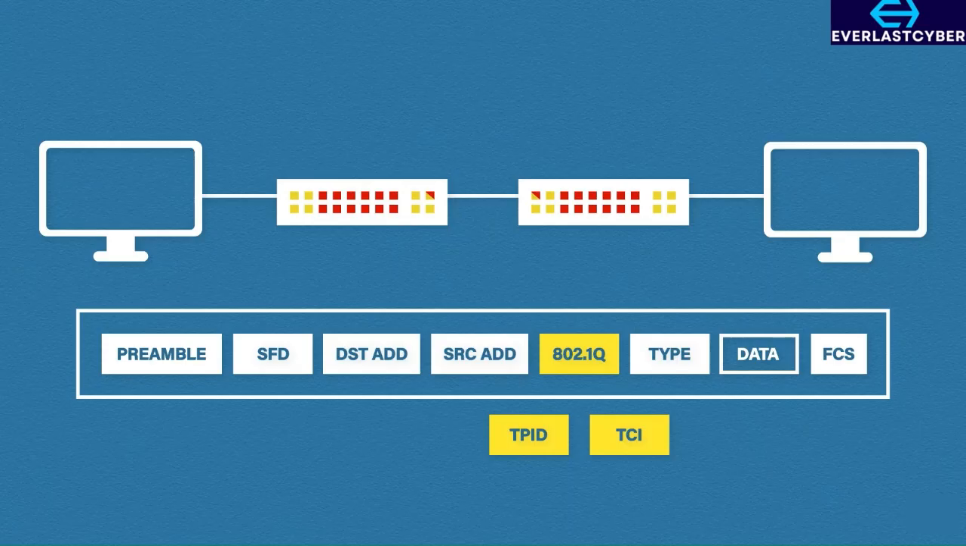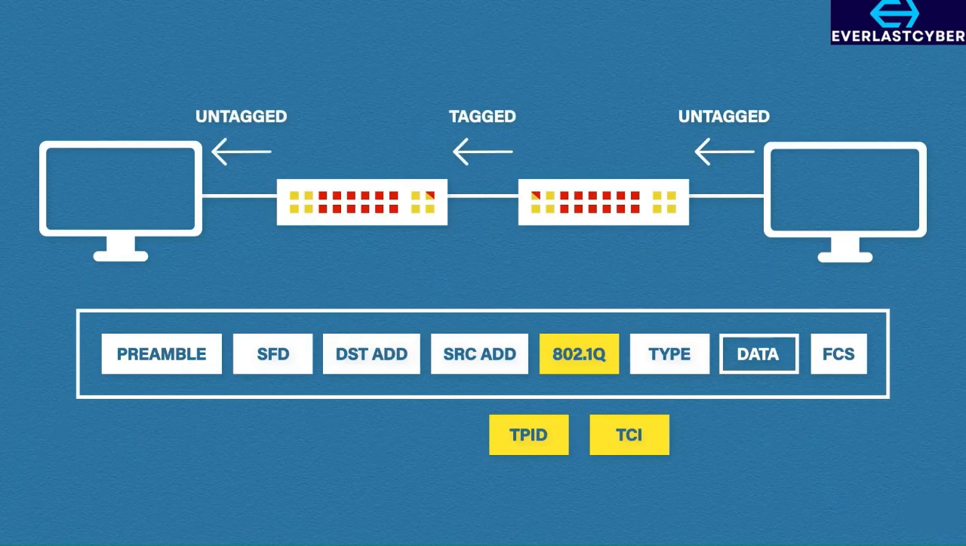So to recap, the frame is untagged when it's sent from the computer. It's tagged over the trunk port, and it's then sent to the destination computer untagged. And our computers are again none the wiser.